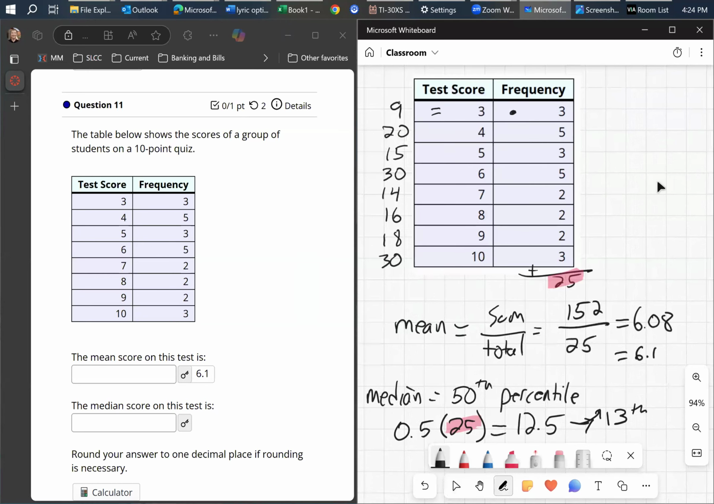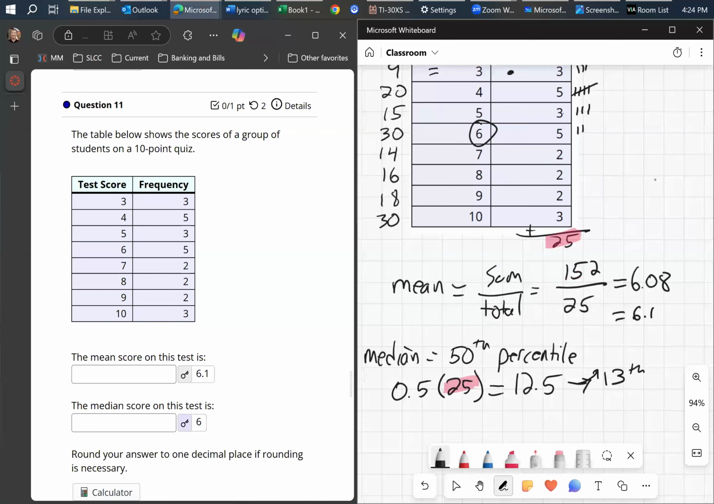I have to add with the frequency numbers. 1, 2, 3, 4, 5, 6, 7, 8, 9, 10, 11. I'm looking for the 13th spot. 12, 13, there it is. So 3 plus 5 plus 3 plus 5, 3, 5, 8, 9, 10, 11, plus 5 more. We're in a bunch of sixes when we get to the 13th. So the 13th one is a 6.